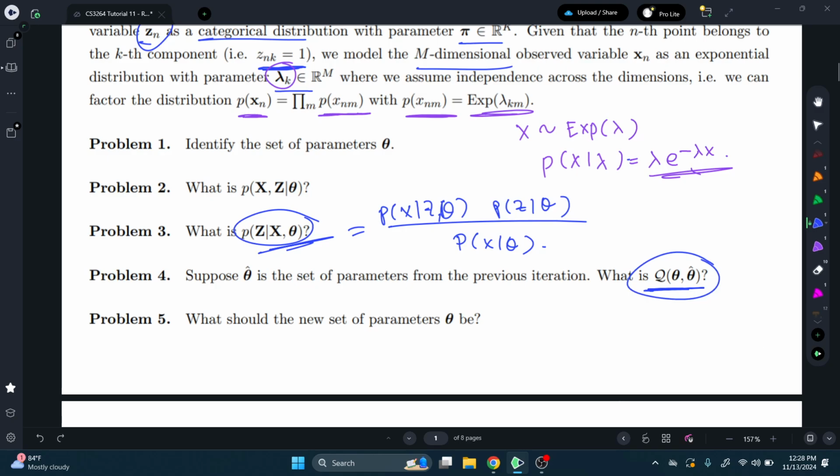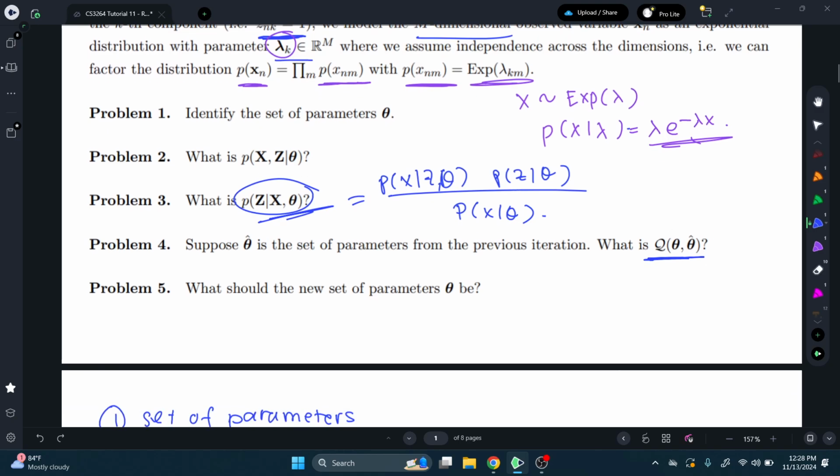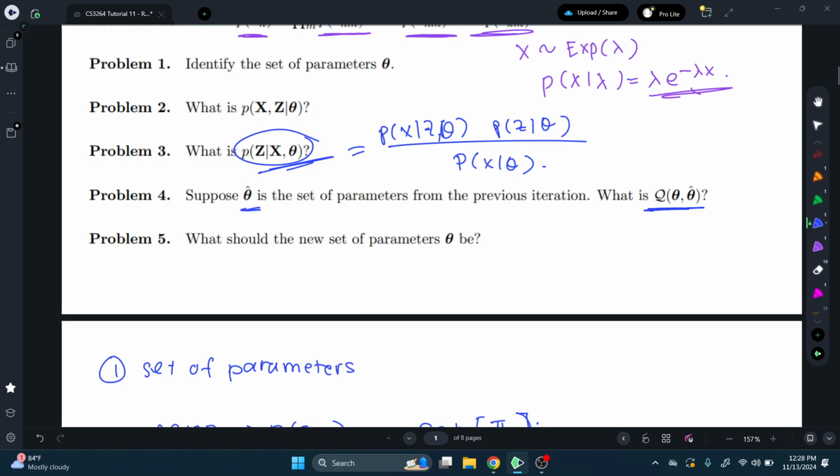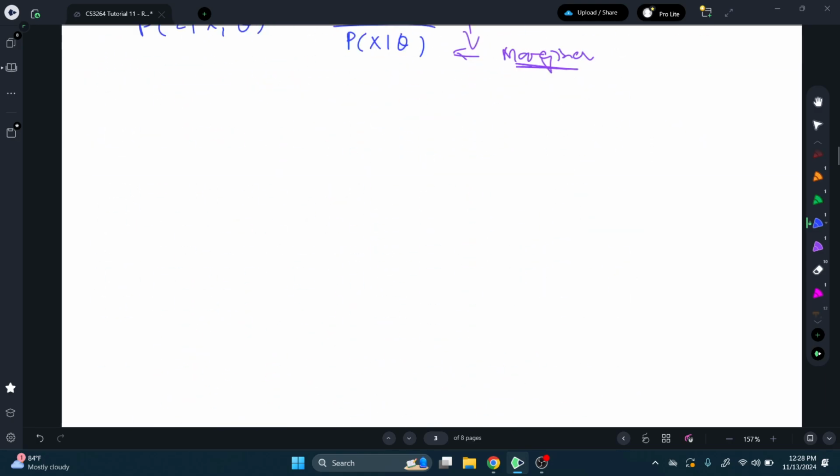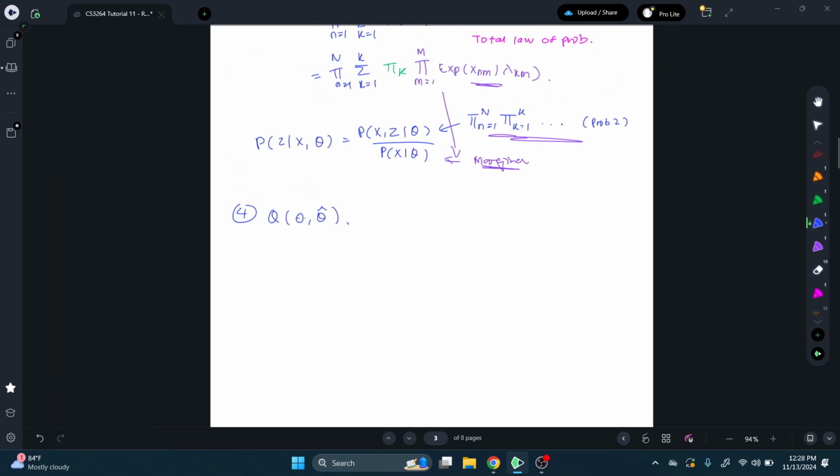Okay, so we go on to the E step first. Your E step is to determine what this q of theta and theta hat is. We suppose that theta hat is your set of parameters from the previous iteration. Then we want to determine q of theta with theta hat. So how do we determine this? Problem 4. Q of theta, theta hat. If you haven't noticed, your q function is essentially similar to your MLE or your MAP. So your EM is actually very similar to your regression, if you still remember.